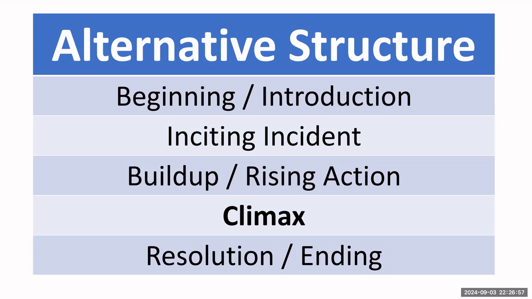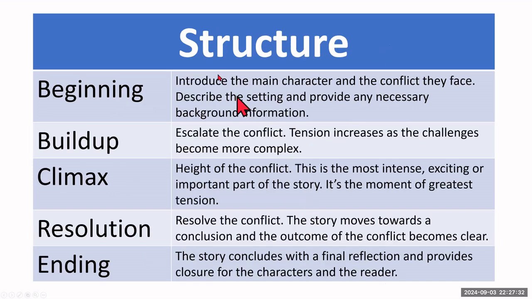This is an alternative structure. There are more alternative structures, but I will only be showing you one. So the first paragraph would be the beginning or introduction, followed by inciting incident, and then the build-up or rising action. And notice that the climax is in the fourth paragraph, not the third. And then we have the resolution/ending. However, this is the structure that I will be doing with you today, with climax in the third paragraph.